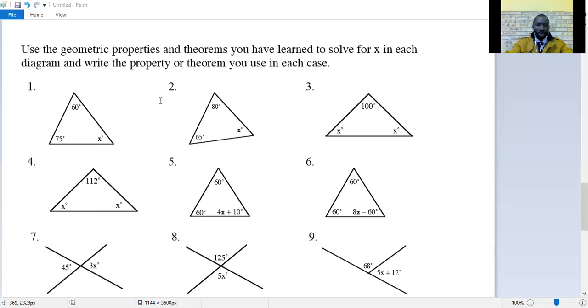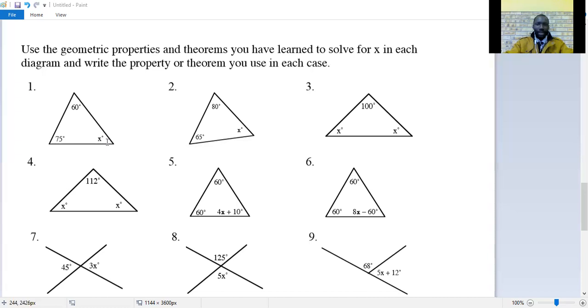The other property that we also saw is that interior angles of a triangle, for example, when you look at this first case, we have 60 here, 75 here, and X here. What we saw is that the interior angles of a triangle add up to 180 degrees, but in the calculation part, this did not appear. So I was explaining and you were not able to see. That is what I noticed later.